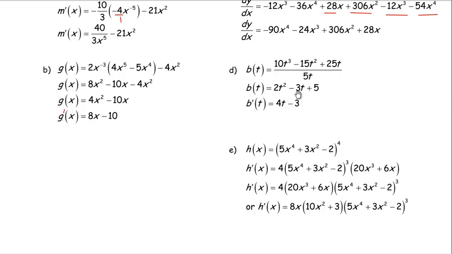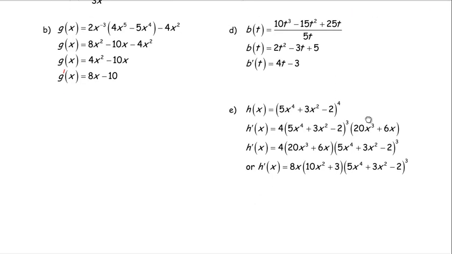So that's still b of t. It's not differentiated yet. So b prime of t, the derivative of 2t squared would be 4t. The derivative of negative 3t would be negative 3. And 5 is a constant, so its derivative is 0. So no 5 anymore.